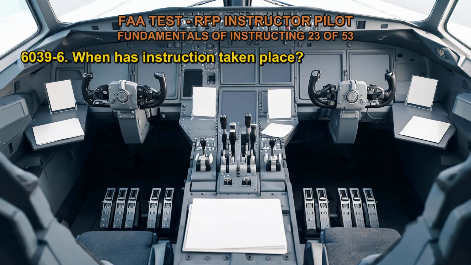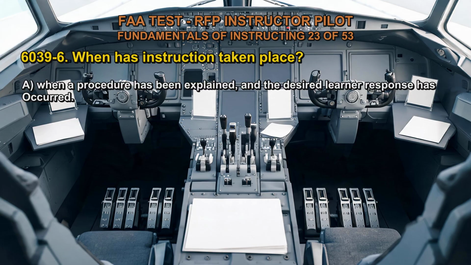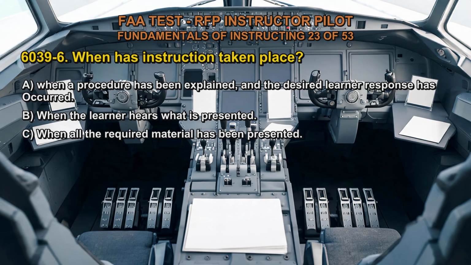6039-6. When has instruction taken place? A. When a procedure has been explained and the desired learner response has occurred. B. When the learner hears what is presented. C. When all the required material has been presented. The correct answer is A.